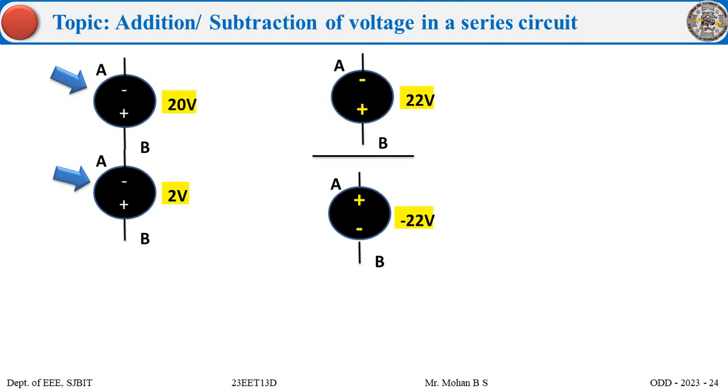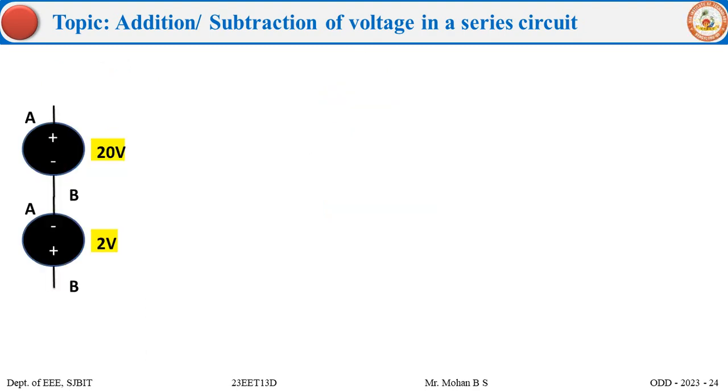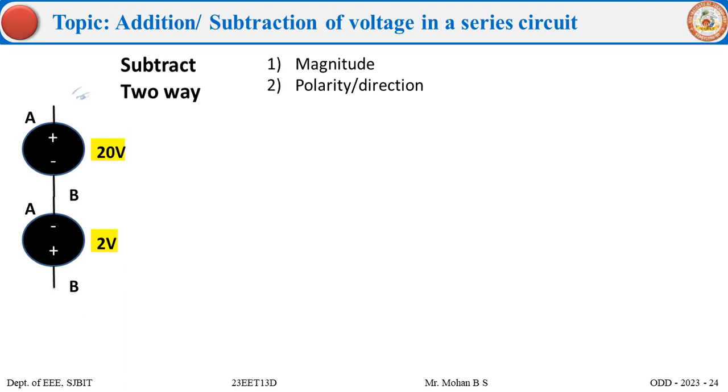Thus we have seen how we add. Now let us see when we subtract. As you can see, subtraction has two ways. We can subtract either from 20 or from 2. Again, what are the parameters we must keep in mind? What is the magnitude and what is the polarity?